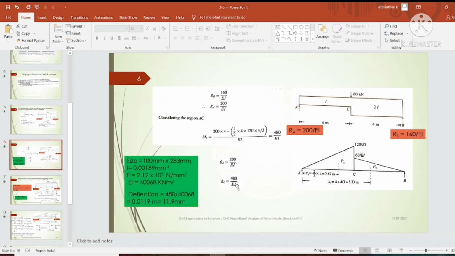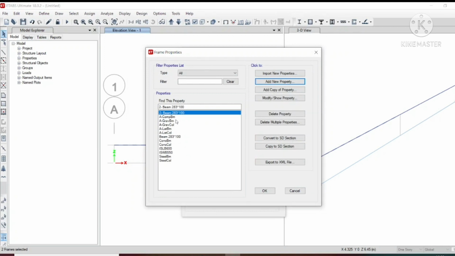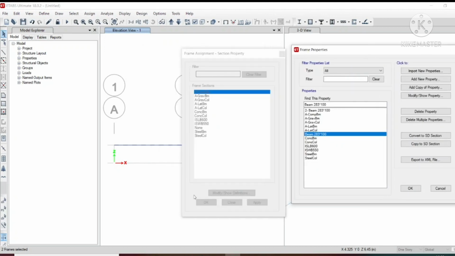So one is 480 divided by EI between this section, and 480 divided by 2EI. If I multiply 2 into E, I will get 424,000 Newton per mm square. That is what I have applied in the material property. Currently we have two properties, so let us assign them to this beam. We have currently selected two frames. For the first two frames we have EI, and this is our property. Let us assign this.